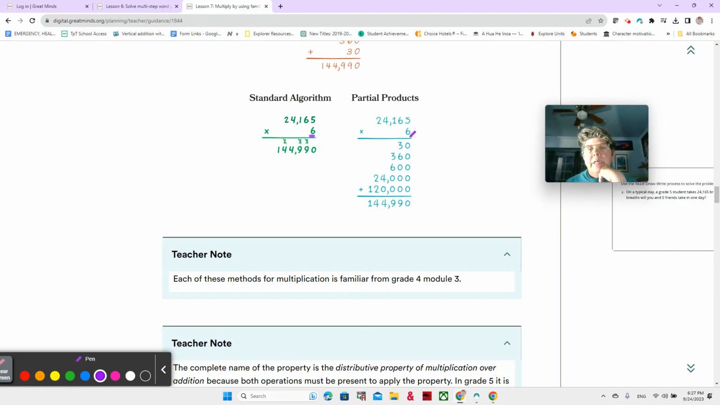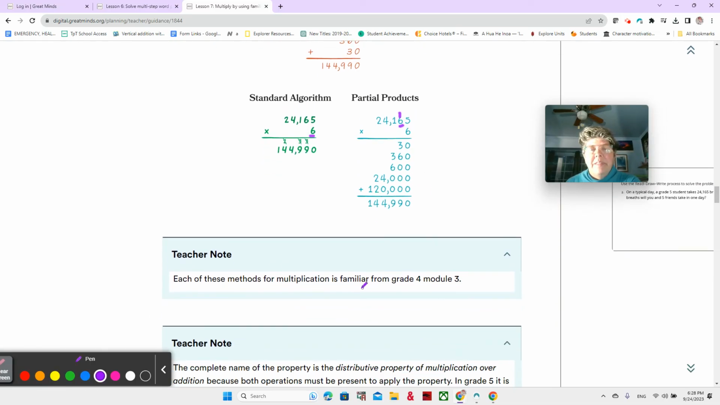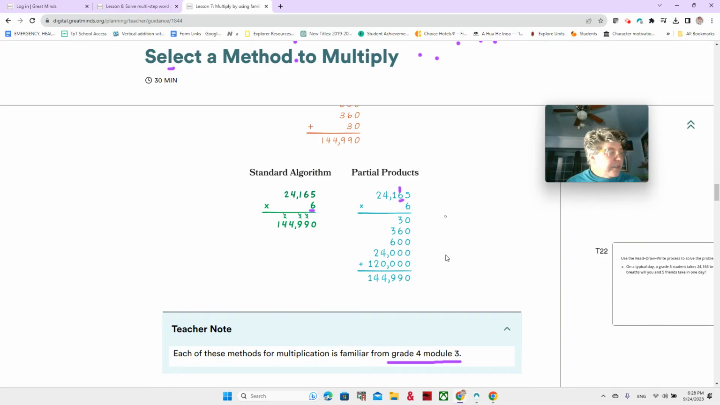And here's our partial products. Some of you know how to do this. 6 times 5 is 30. 6 times 6 is 360 because it's really 6 times 60, right? So we have to think about our place value when we use our partial products. 6 times 100 is 600. 6 times 4,000 is 24,000. 6 times 2 is 120,000, okay? And you might have been reading there, these methods are familiar from grade 4, module 3. So you did work on these last year, but it's always good to have a refresher, isn't it?